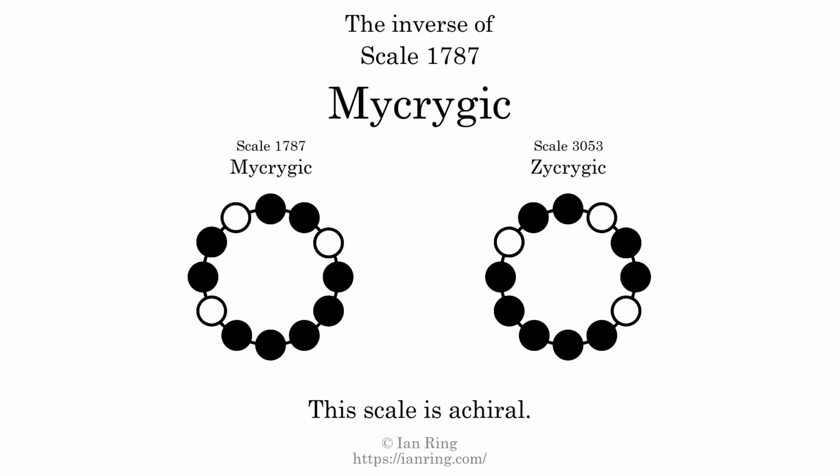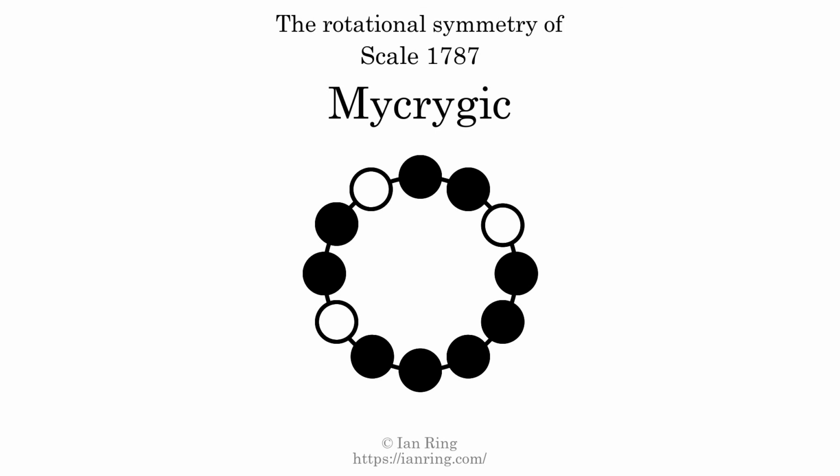The inverse of a scale is a mirror image. It is what you get when the sequence of intervals is reversed. The inverse of this scale is scale 3053, also known as Zykridgic. This scale is achiral, since it can transform into its own reflection by a rotational transformation. This scale has no rotational symmetry.